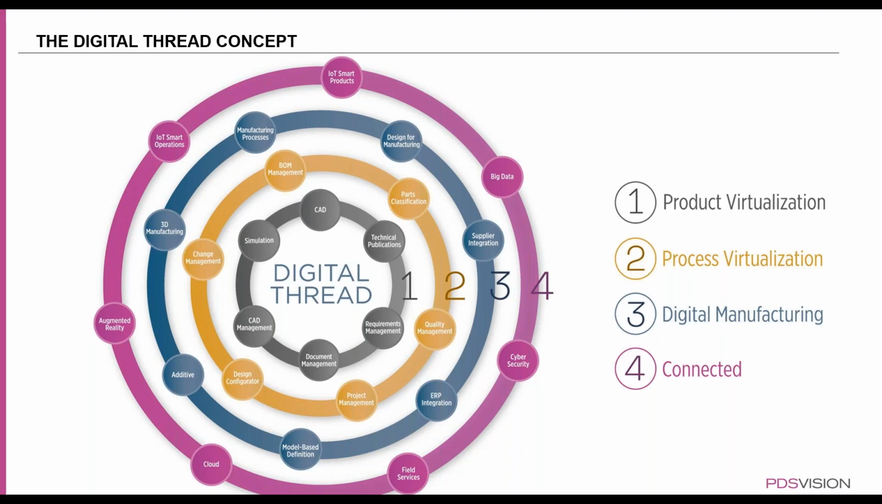It is not easy to achieve this sort of digital thread in one go or at the very beginning of the implementation process. We have basically developed this set of rings, 4 rings, as we call them. First one being product visualization. This is the inner ring where you basically start when you implement a PLM solution. You'd start by managing the requirements, the documents, as well as CAD management.